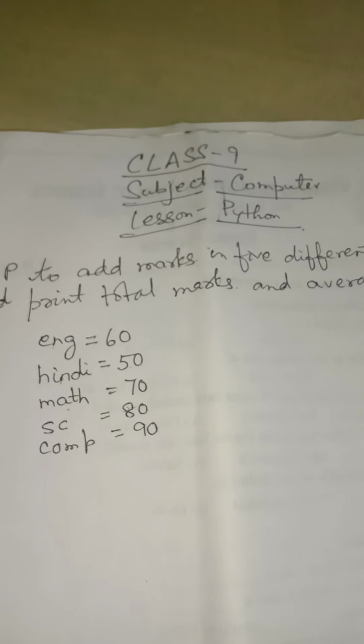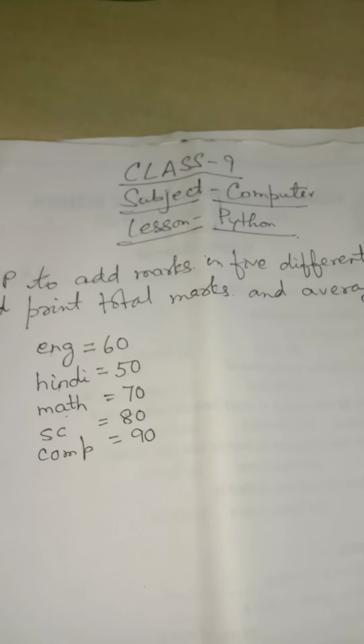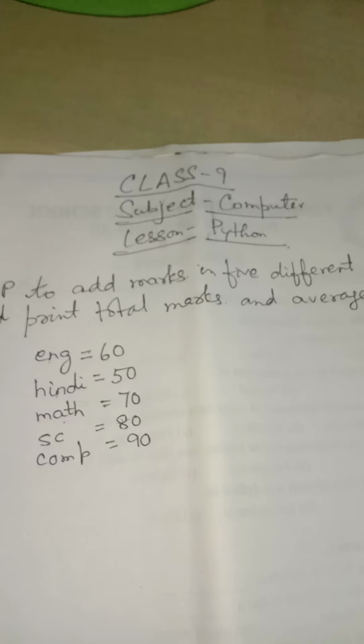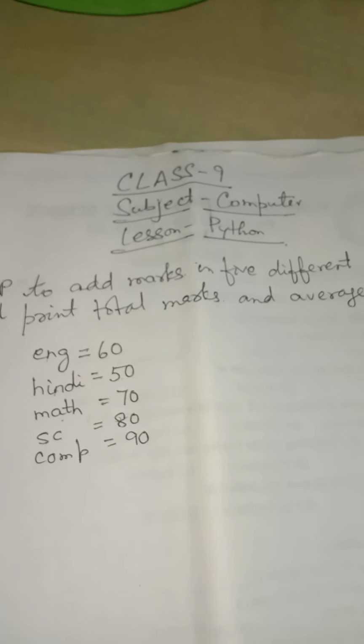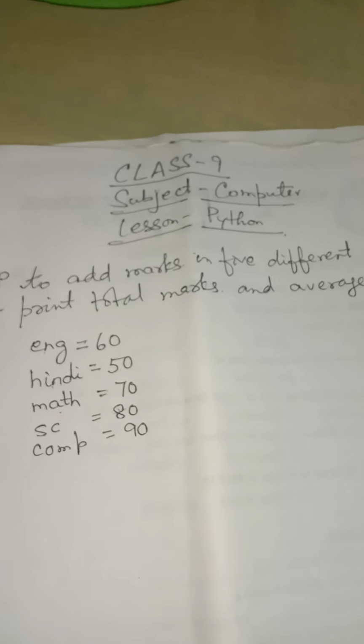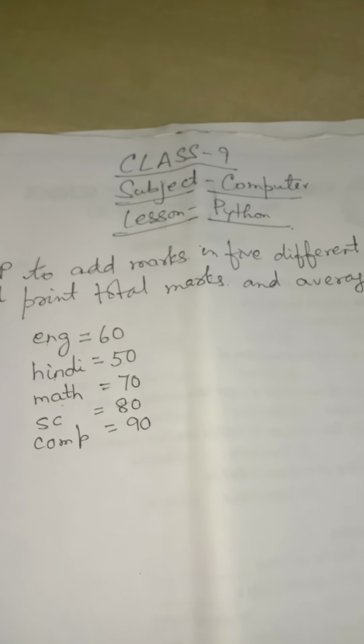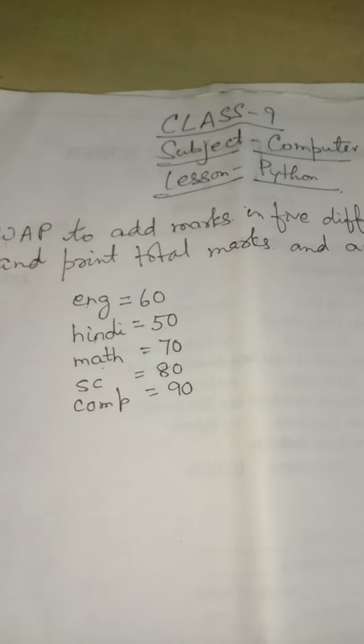You can take another name of the variable also, like a is equal to 60, b is equal to 50, m is equal to 70, d is equal to 80, and cu is equal to 90. You can take any of the variable names, but remember it should not be a keyword. So these are the 5 different variables that I have taken.